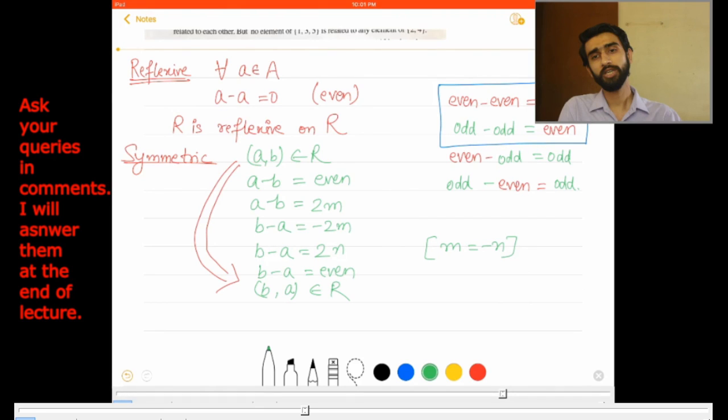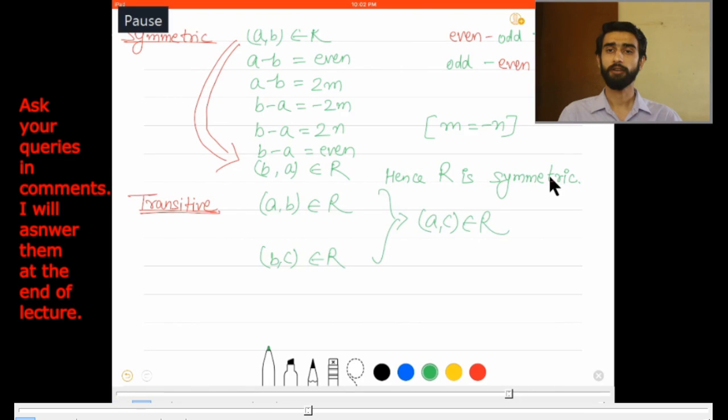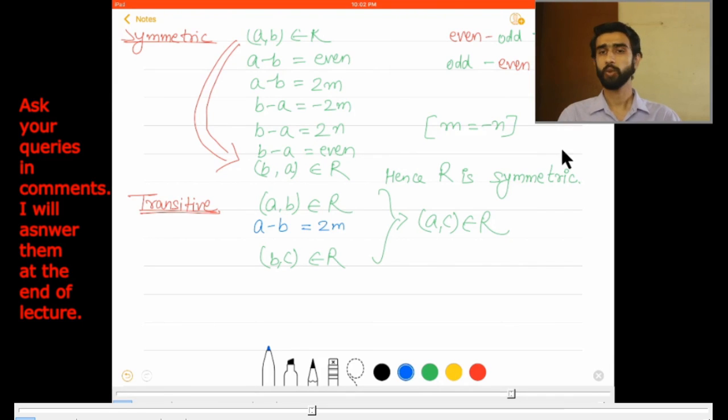Now let's check for the transitive. This relation is transitive or not. What is the condition? If a comma b belongs to R, b comma c belongs to R, then a comma c must belong to R. The first element a and the third element c, they must be related with each other. Okay. Now a comma b belongs to R. What it means? It means a minus b is even, in the form of 2m.